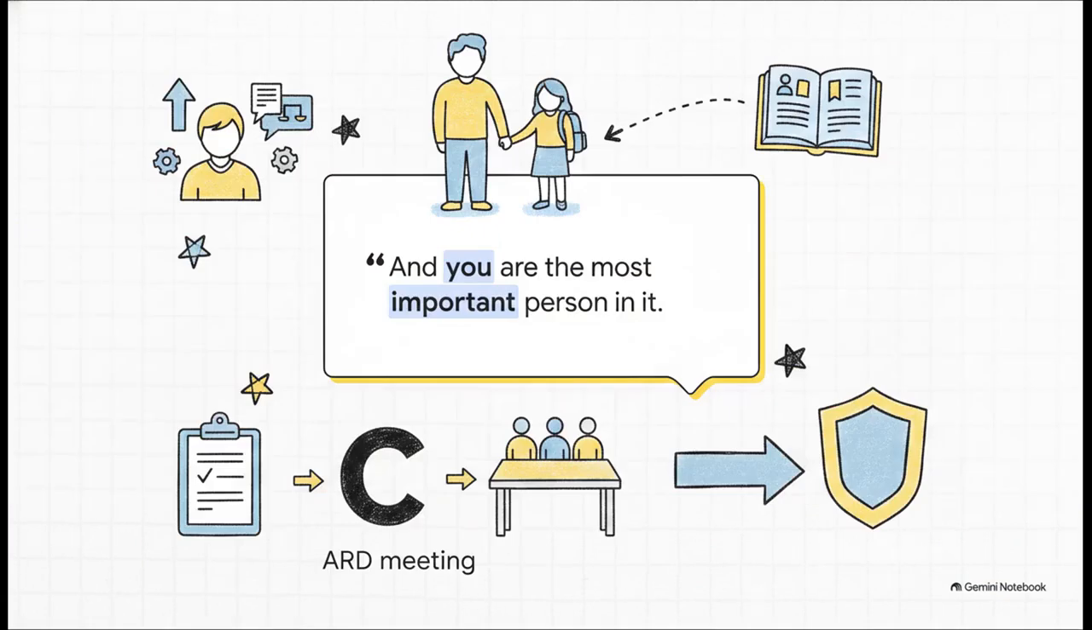I really want to leave you with this one vital thought. You are the most important person in this entire process. Yes, the system is packed with acronyms, ticking clocks, and literal mountains of paperwork. But honestly, none of it moves without you. Your concern starts the referral. Your signature kicks off the evaluation. Your voice shapes the goals. And your agreement sets the IEP in motion. You are the ultimate catalyst here.